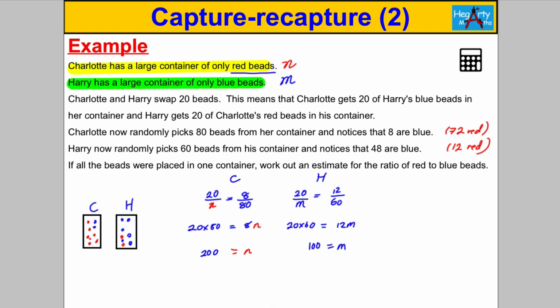And the original question asked us for the ratio of red to blue beads if all were placed together. Well, that's just the ratio of N to M, because originally Charlotte had all the red ones and Harry had all the blue ones. So we have found what N and M are. So if we want the ratio of red to blue, the red was N, that's just N to M, and N was 200 and M was 100, and simplifying this ratio, dividing both sides by 100, we would get 2 to 1, and we're done.